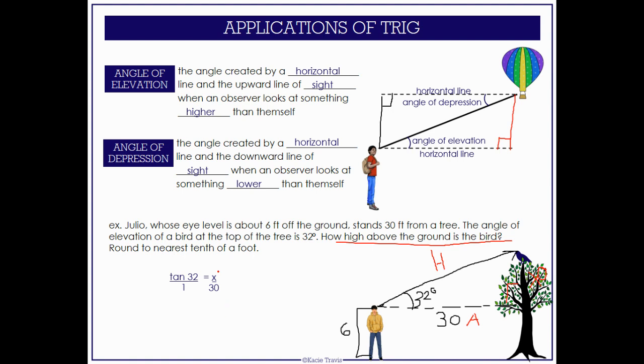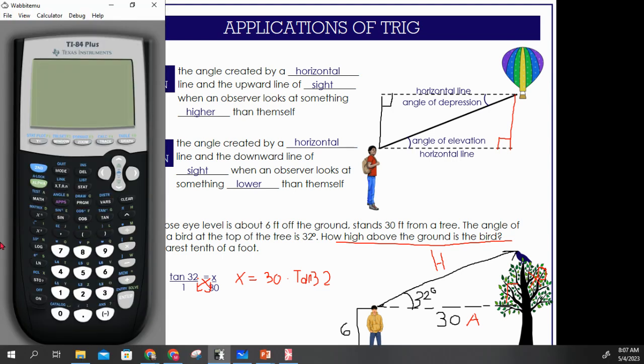Let's set up the rest of our math. I don't know what x is, so I got to go through and solve for what we have. So these are two fractions equal to each other. We're going to cross multiply here. I got x times 1. I got tangent of 32 times our 30. So x equals 30 times the tangent of 32. Let's pull this up. Clearing that out. So we got 30 times the tangent of 32.